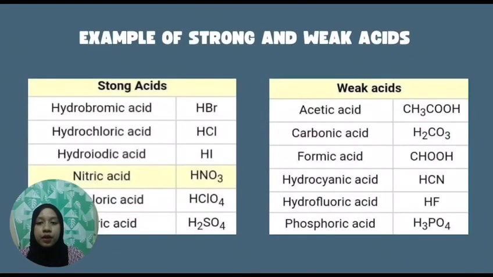This is example of strong and weak acid. For strong acid is hydrobromic acid HBr, hydrochloric acid HCl, nitric acid HNO3. For weak acid, acetic acid CH3COOH, carbonic acid H2CO3, formic acid CHOOH.